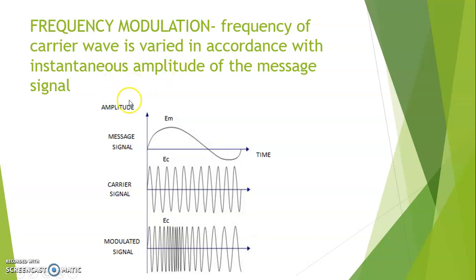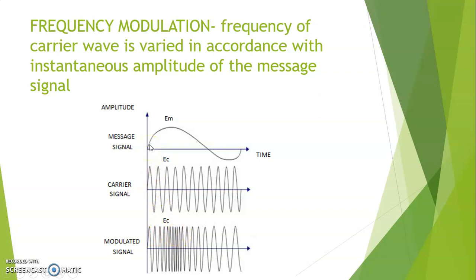the message signal. So consider this is a message signal which is of low frequency and the peak value of that signal is EM. This is a carrier signal whose peak value is EC and it is of high frequency. The final modulated signal will contain the same amplitude as that of the carrier signal, called EC, and its frequency is going to vary. So let's see how the frequency is going to vary.